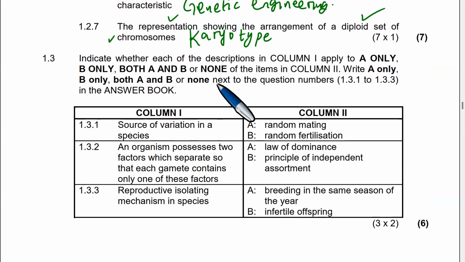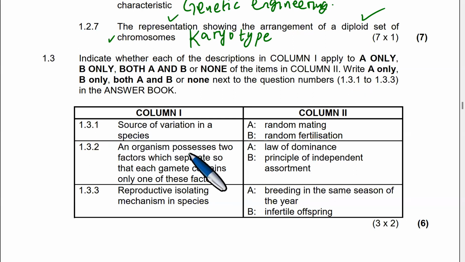Indicate whether each of the descriptions in column 1 apply to A only, B only, both A and B, or none. Okay, now this is very important because they like this. You don't just say A or B; you must say A only or B only. So these kinds of questions are going to be there. Next to the question numbers 1.3.1 to 1.3.3 in the answer book.